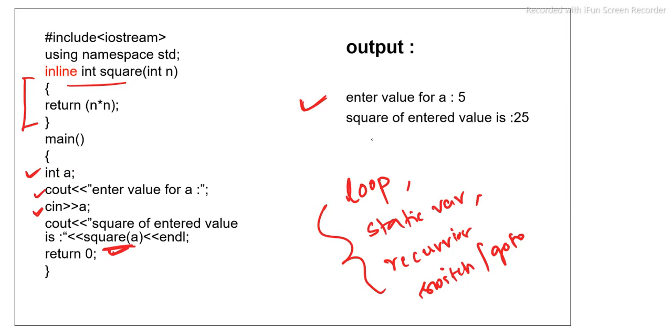Similarly, if you are using an inline function which has a small amount of code, okay, it will be useful for embedded systems where we write programs. In that case, it will be very helpful. So these are some of the advantages of inline function.